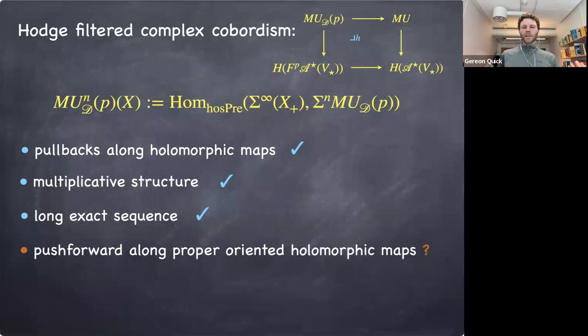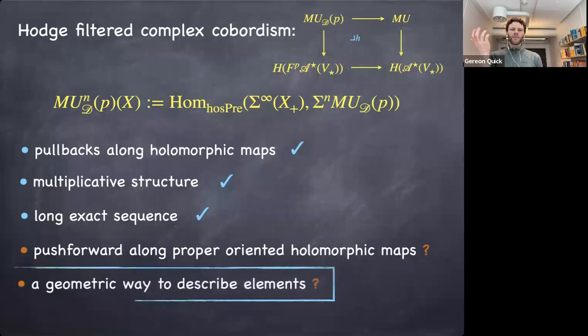So you could ask, there should be a push forward for every proper holomorphic map, maybe together with an orientation. And another natural question, I think, is: is there any geometric way to describe elements in this theory? Because we started with this abstract machinery, but how on earth do you describe a concrete element? I guess we all have an idea of how this works, but to make this actually work on the nose and concretely turned out to be harder work than I thought.